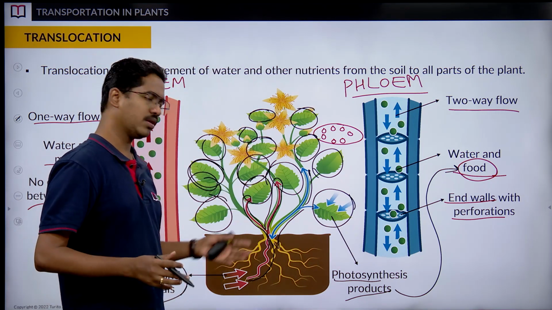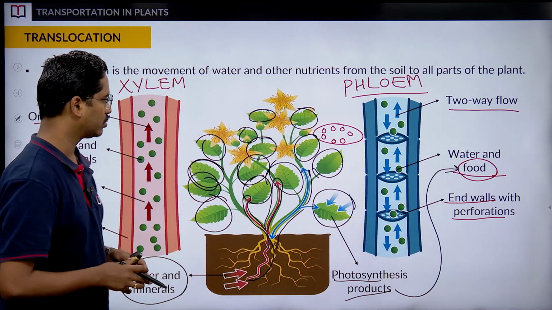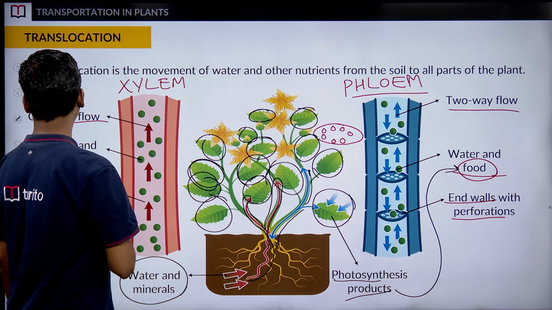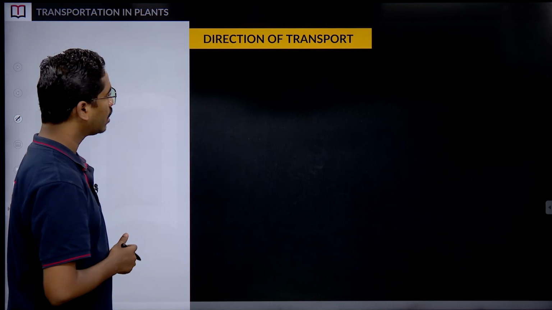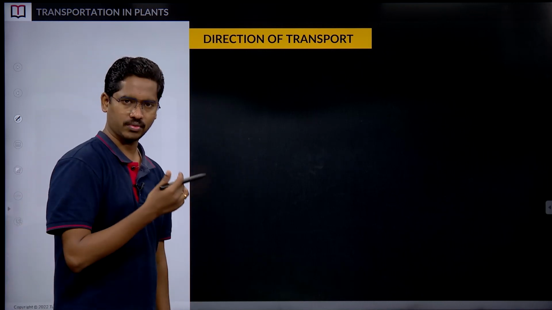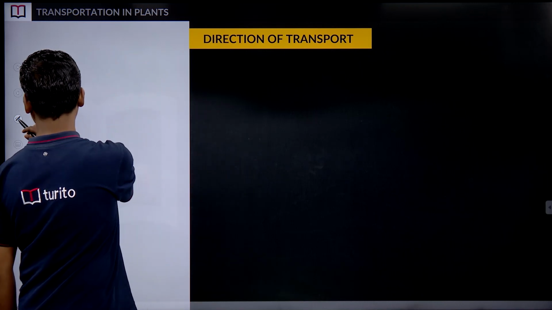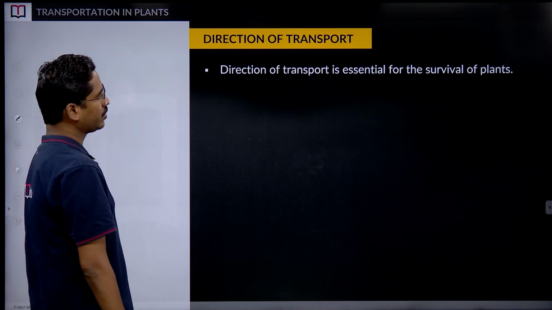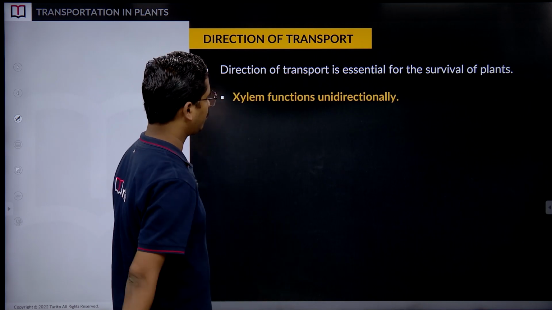So, when they are trying to function as a single unit, you must ensure that these are the topics we have to understand for today. So, let us move forward. So, you see direction, of course, you have known by now what kind of directions they are having in their work, that is quite clear. You see, direction of transport is essential for survival of plants.